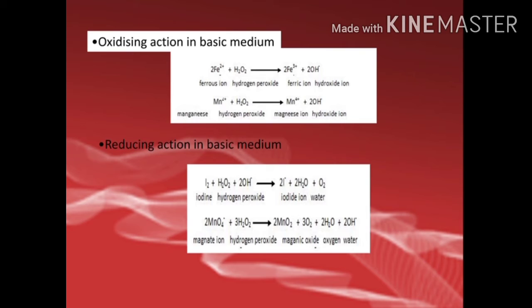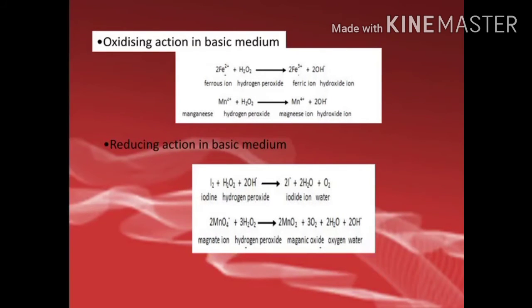Next property is reducing nature in basic medium. Iodine undergoes reduction in the presence of hydrogen peroxide in base medium and is converted into iodide ion. Another example, manganate ion is converted into manganese dioxide. So, hydrogen peroxide can act both as an oxidizing agent and a reducing agent in acid and basic medium.